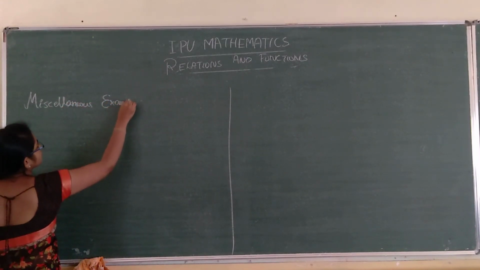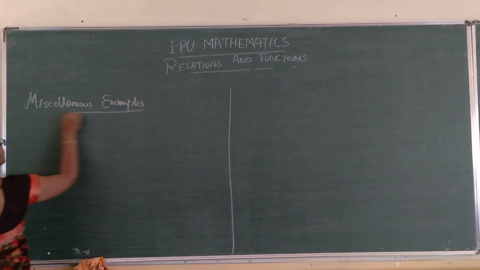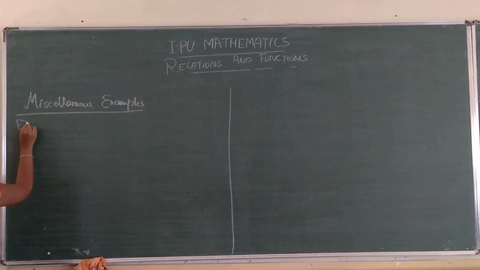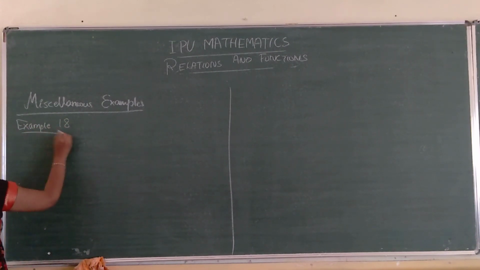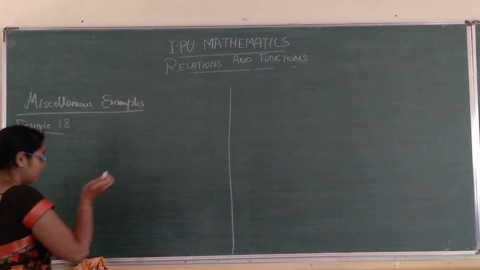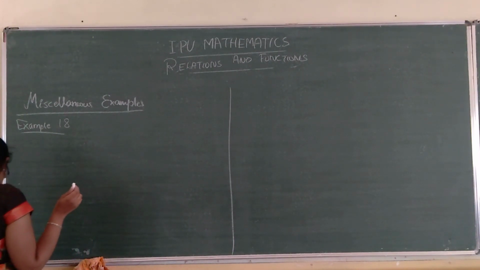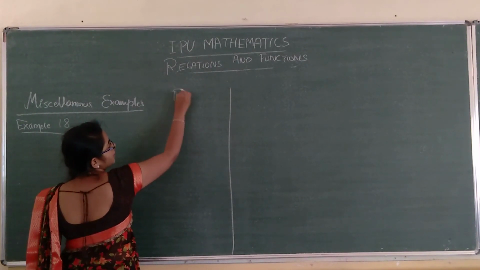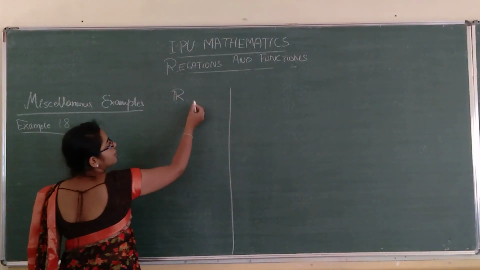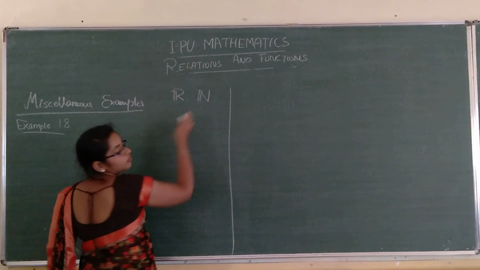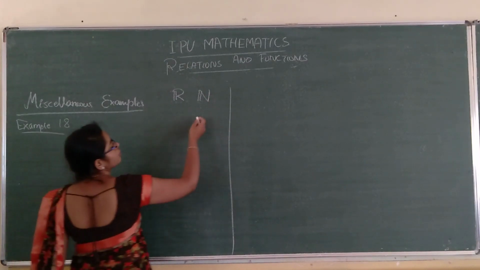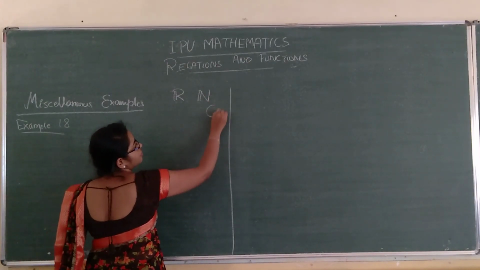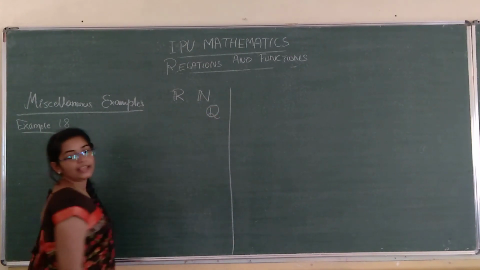Miscellaneous examples. Example number 18. What is the question? The question is, let R be the set of real numbers. I will denote the set of real numbers by these two lines. Set of natural numbers with the N with one more extra line. Set of all rational numbers with the Q and one more extra line.